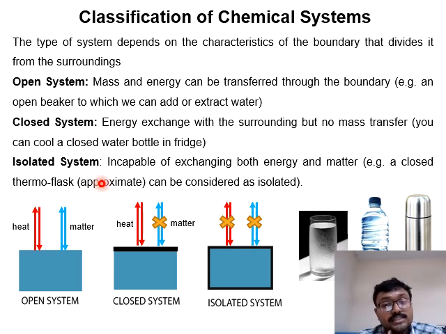Another one is the isolated system, when the boundary wall does not allow the exchange of both energy and matter. That is called an isolated system. In an isolated system, we use an adiabatic boundary wall, which does not allow the exchange of heat as well as matter.